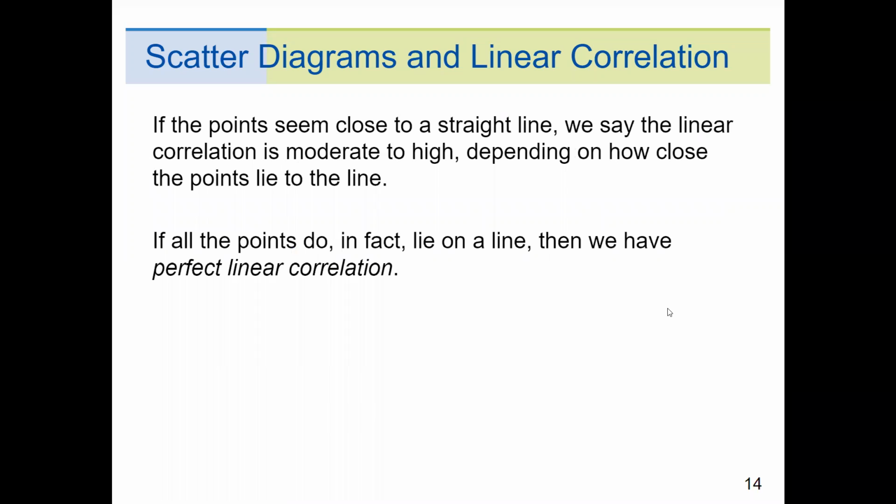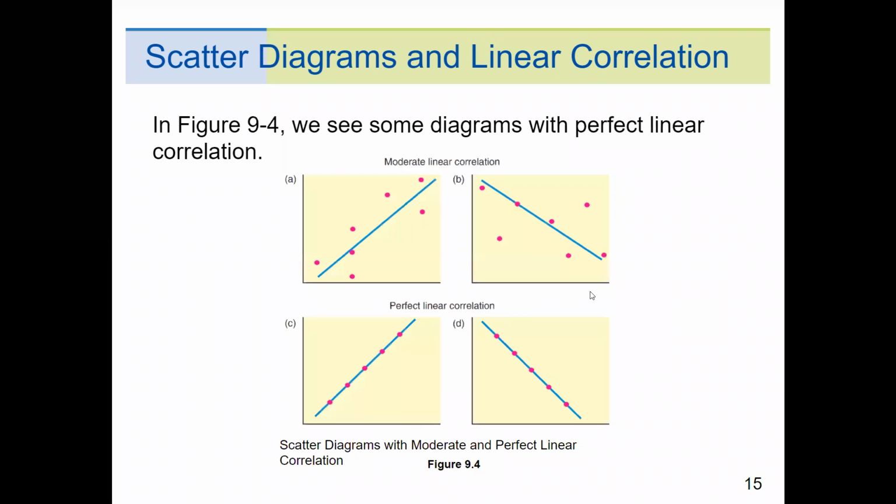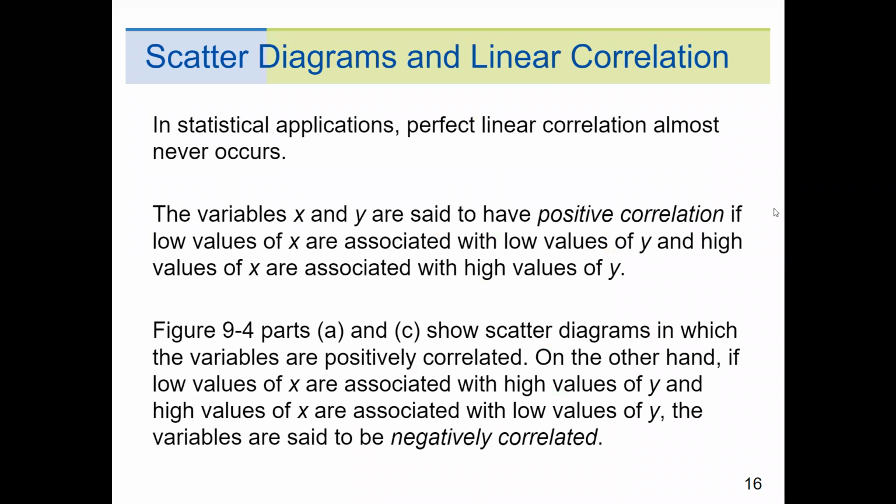If the points seem close to a straight line, we say the correlation is linear, moderate to high, depending upon how close the points lie on the line. If all the points do in fact lie on a line, then we have a perfect linear correlation. So in figure 9.4, we see that in C and D, but a moderate linear correlation in A and B. All right. In statistical applications, perfect linear correlation almost never occurs.